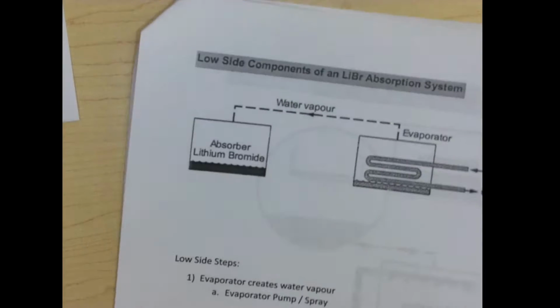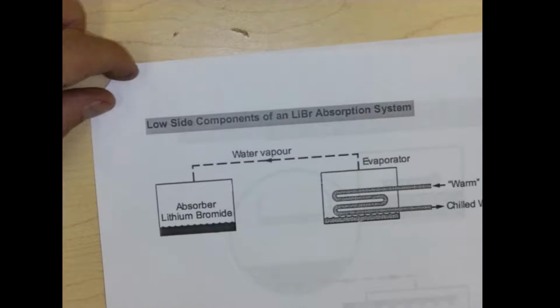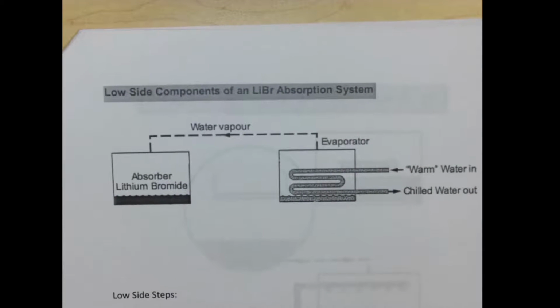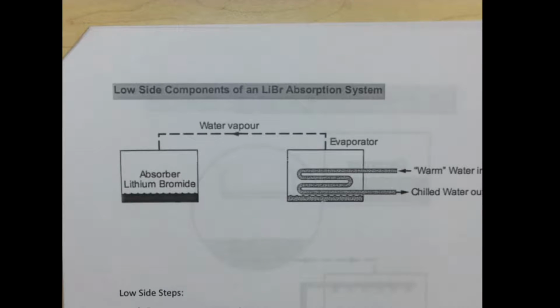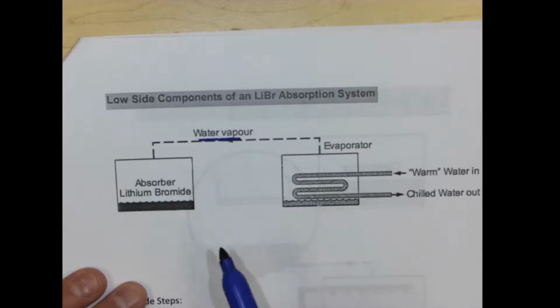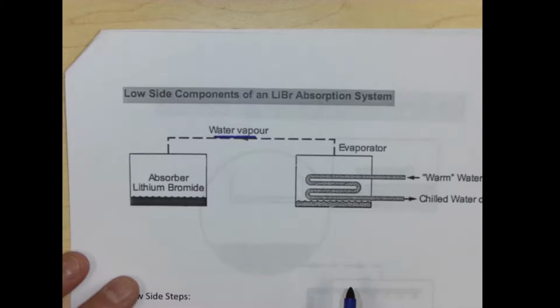Okay, so let's look at some components here. Let's start out by taking a look at our evaporator and our absorber. The first thing that happens is we have water, which is our refrigerant. So we have water vapor which has left the evaporator.